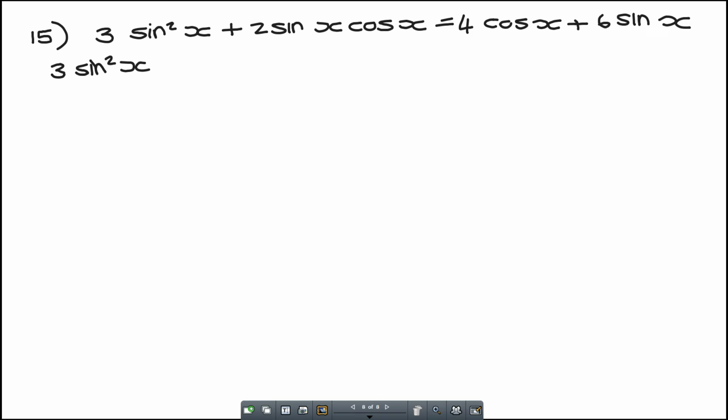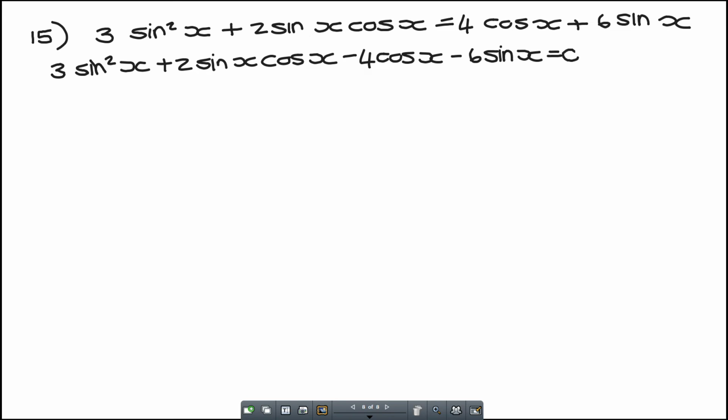Grouping, nee? Okay, so voordat ek kan groepeer, take everything to the left. So 2 sin x cos x, en dan raak dit minus 4 cos x en minus 6 sin x. And that is equal to 0. Okay, now I want to group. Now the main goal of grouping is so that my brackets would eventually look the same.